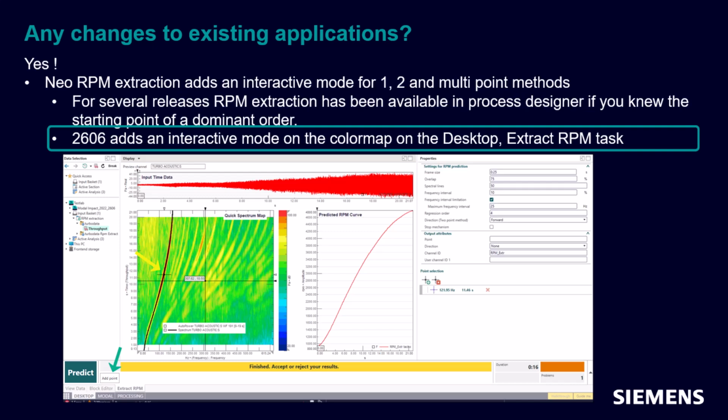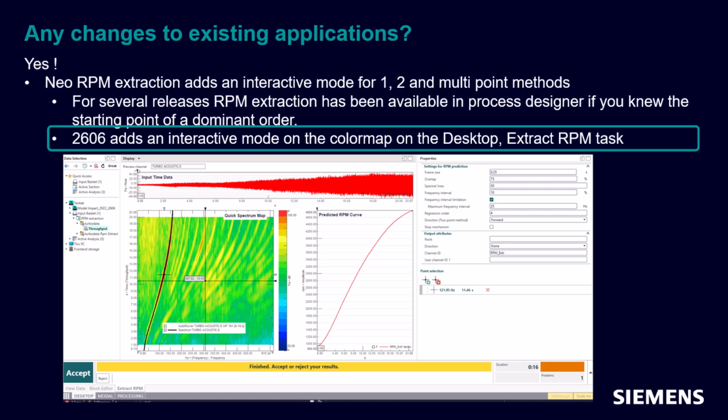And if I use one point, it's going to use the single point method and extrapolate to the beginning of the time trace and the end of the time trace to draw this complete order. And then based on the order, it's going to create the RPM time curve. If I give it 2 points or more, it's going to use either the 2-point method or the multi-point method. And then it just draws the curve between the first point and the last point.